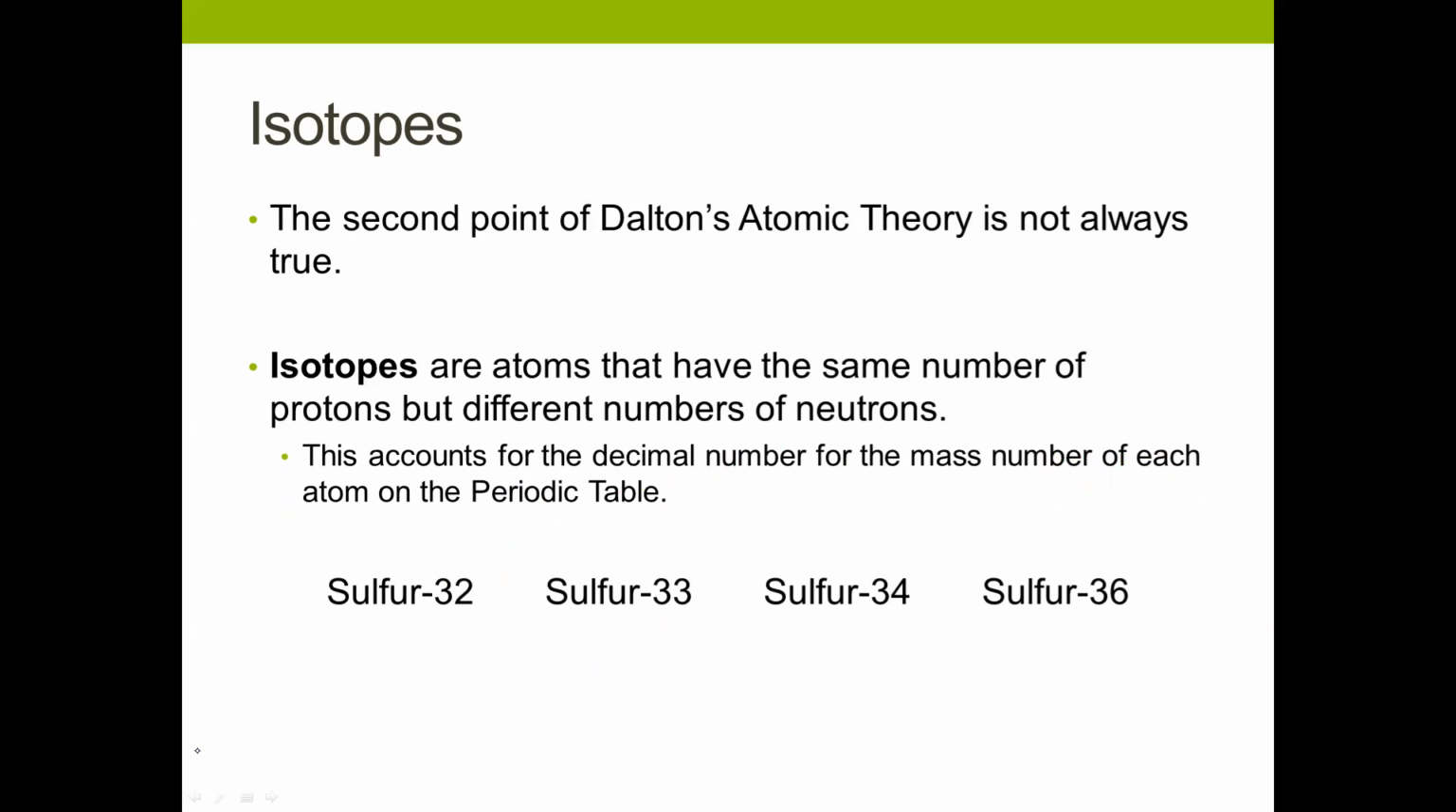So isotopes account for the decimal number when we have that mass number on the periodic table. It is an average of all the isotopes, and we're going to do that math next week, not today. When you see that sulfur has the atomic mass number of 32.064, that is an average of all four of these isotopes. That's why there's that decimal. But typically we just round it for our purposes right now.